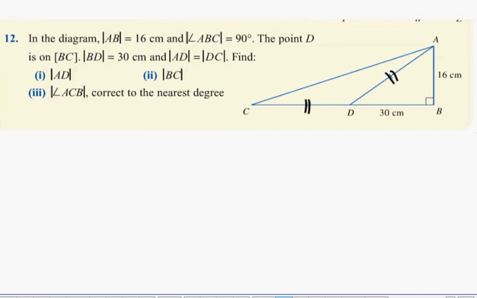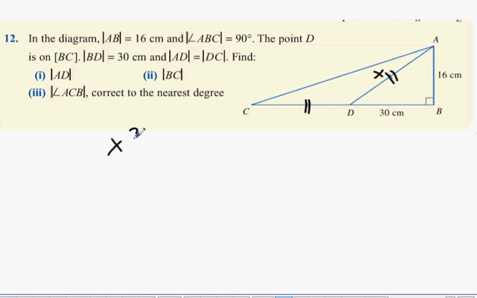Gotcha. Now, where was I with this? Which triangle has more? There's 3 triangles, but does the left or the right one have the most information? The right one has the most information. You want to find out what AD is. So, how do you find out what AD is? Is it SOHCAHTOA or are we using Pythagoras' theorem? Pythagoras. Why?